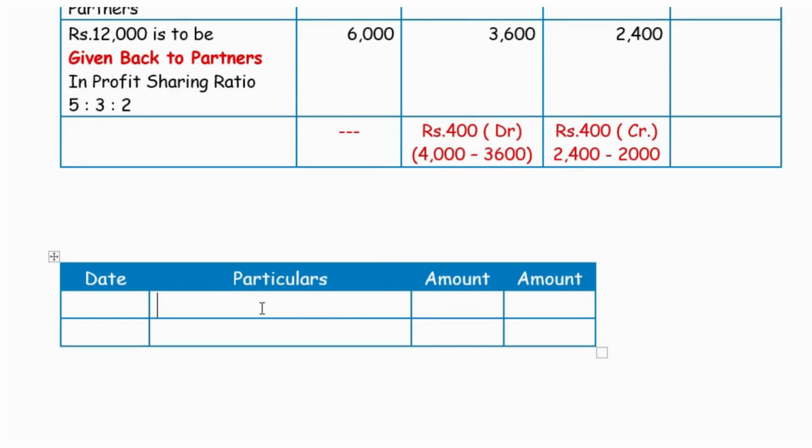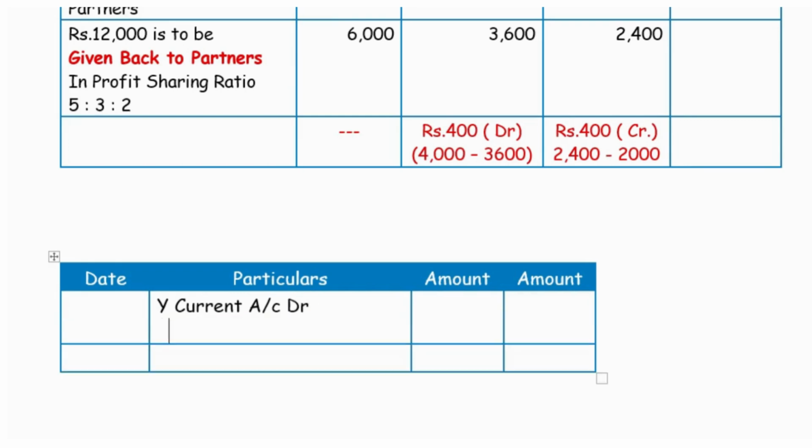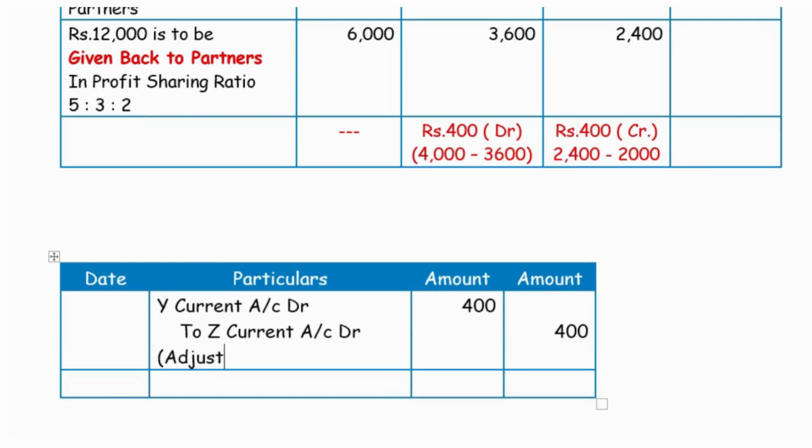Now making the adjustment entry for this, what we have to do is we have to credit the Z account and debit the Y, and it is to be made in the current account for the reason that it is given in the question. They are maintaining fixed capital method. So all the adjustments are made to current account. Both the partners are adjusted for an amount of 400. So adjustments made.